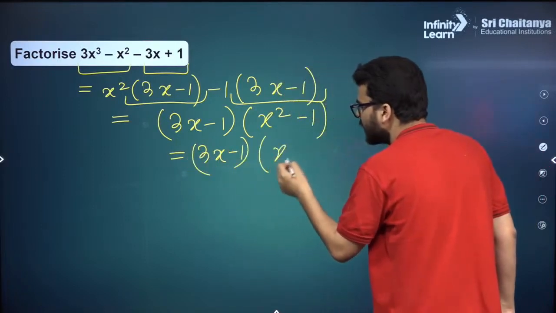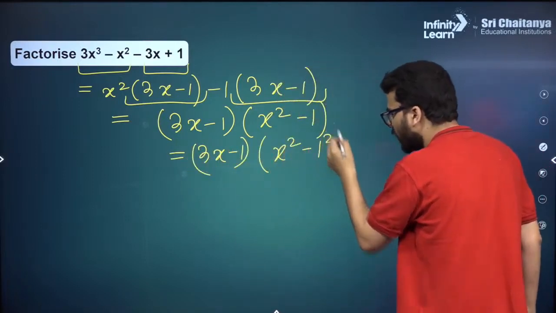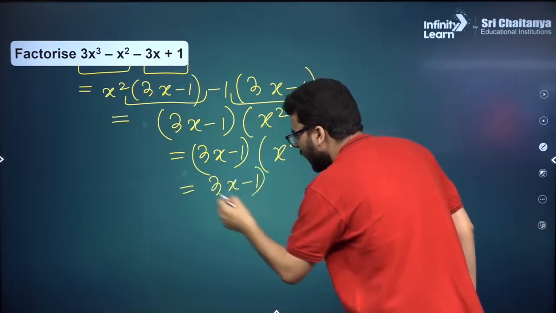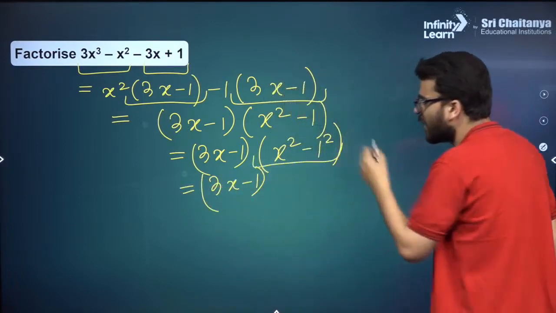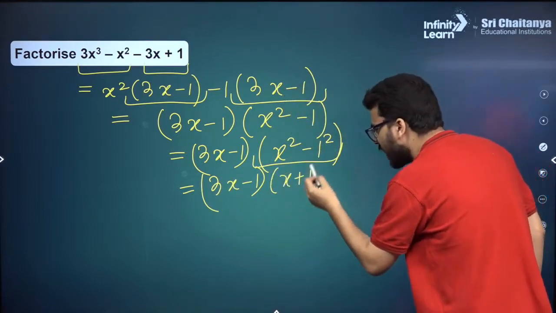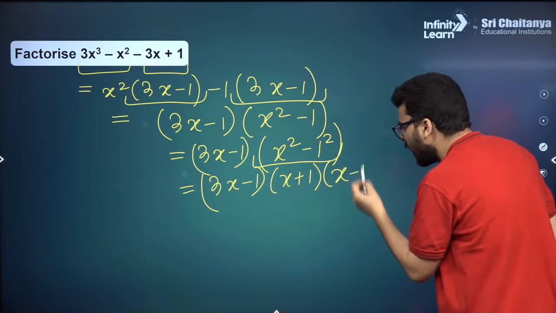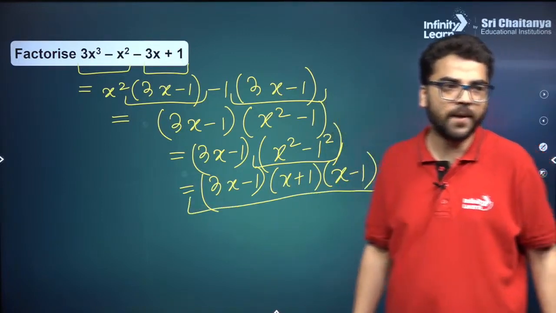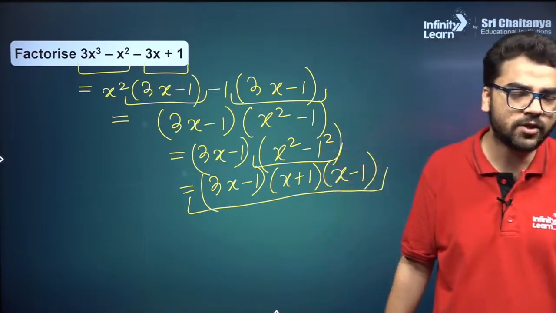So you see this can be written as x square minus 1 square. So I can use the a square minus b square identity, and a square minus b square is what? a plus b, a minus b. So this I can write as x plus 1, x minus 1. I hope that is clear. So this is the required factorized form of this cubic polynomial. I hope it is clear to every student over here.